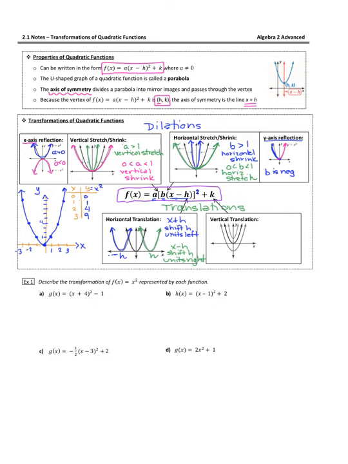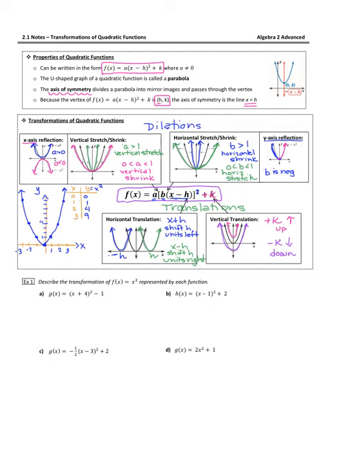Vertical is the friendlier one. Vertical is this plus k. Notice it's outside the parenthesis. Anything outside always acts exactly as you see it. So plus k means you're going to go k units up. So that would put me up here. And if I saw minus k, that would shift me k units down. They do not change the shape of your graph. They just basically pick it up and move it up and down, right and left when it's a translation.